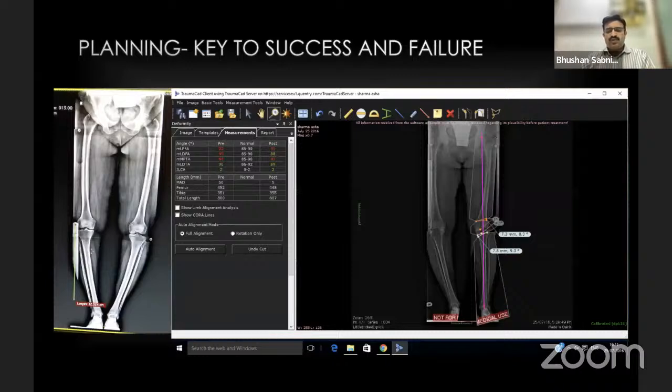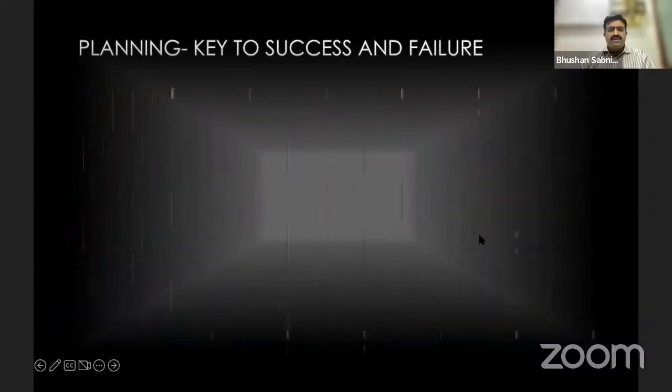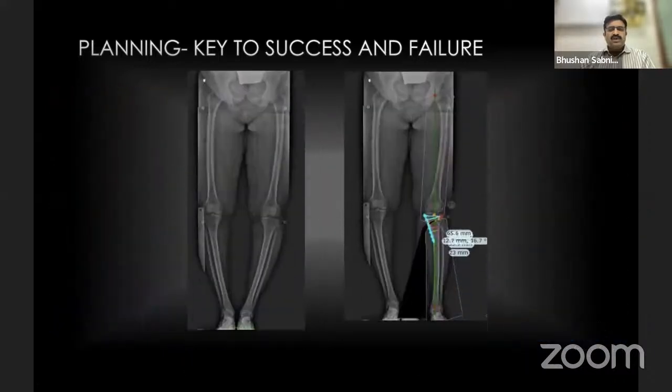This is TraumaCAD software where you can decide about the angles. So if you look at the red ones, these are the wrong angles, and you can see they're almost corrected back to normal when you are planning your osteotomy. It's a double osteotomy you are planning for this patient. So you need to plan your osteotomies in such a way that you are able to get a straight joint line.